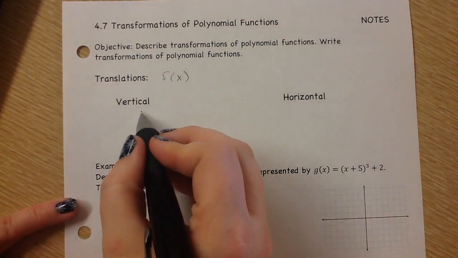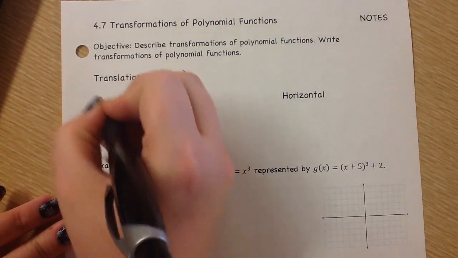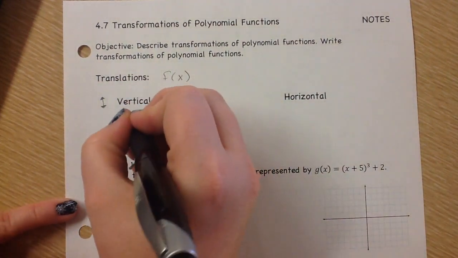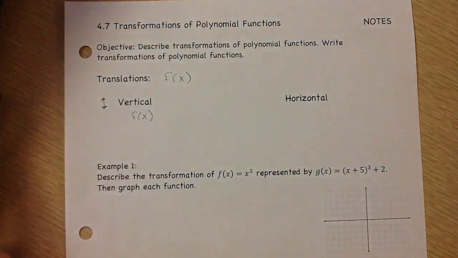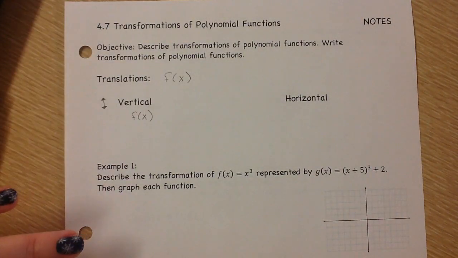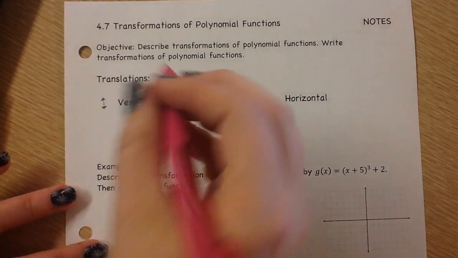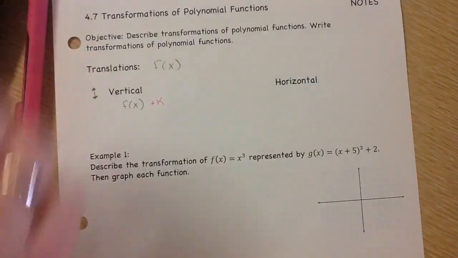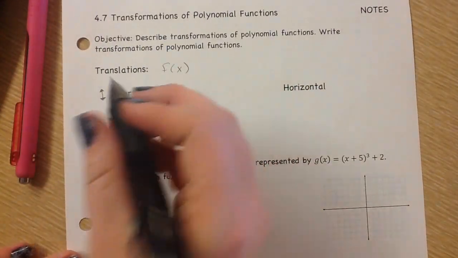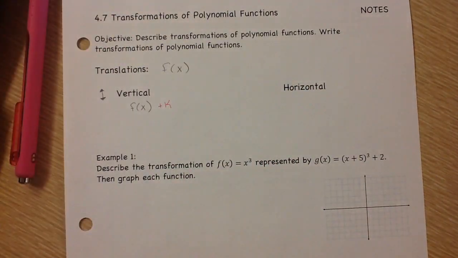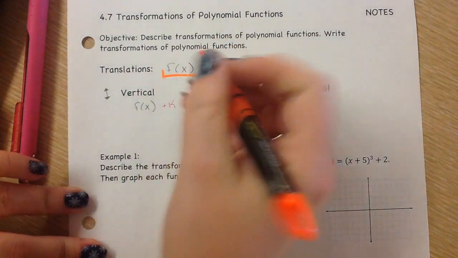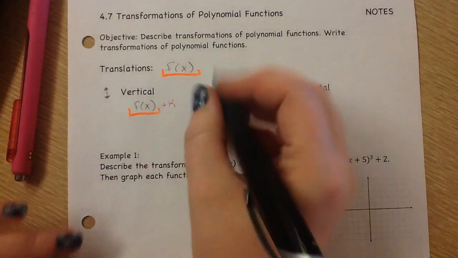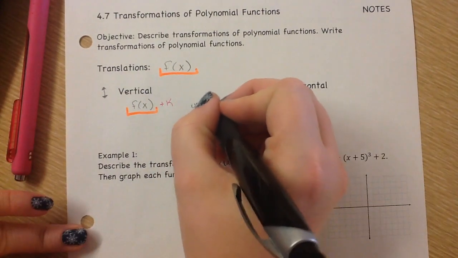To move it vertically, up or down, I take my function and add or subtract onto the end. So I add k onto the end. Here's my parent function, f of x, and I add k onto the end. This would then move it up k units.